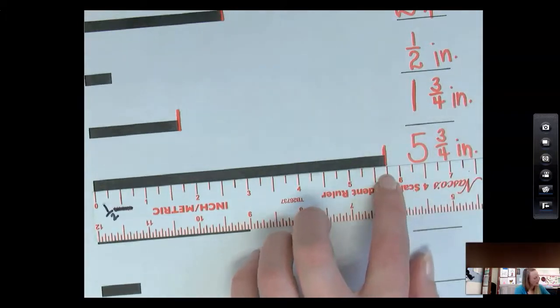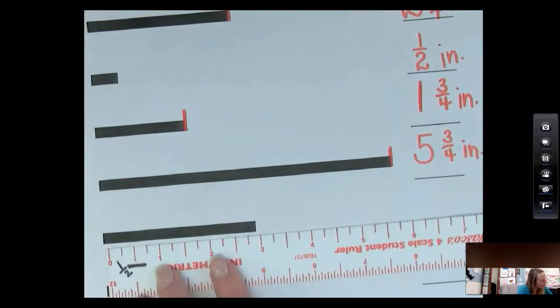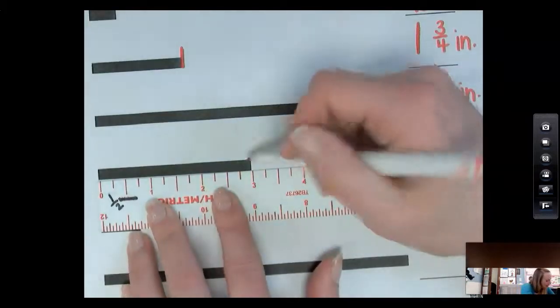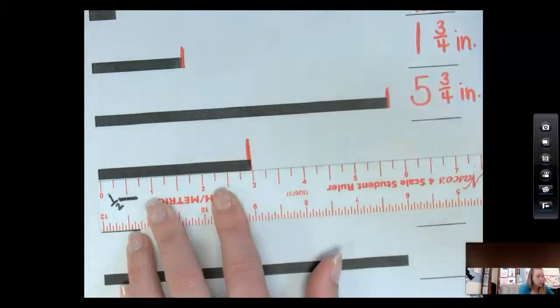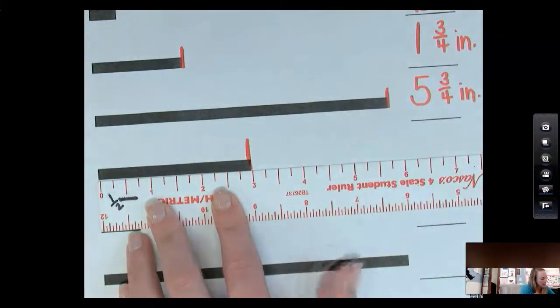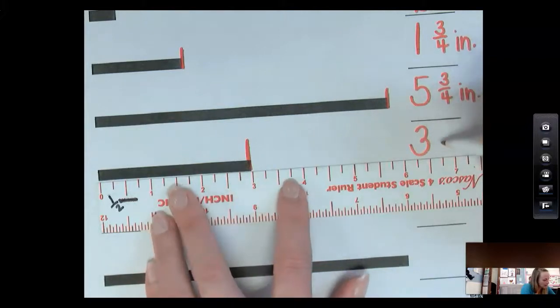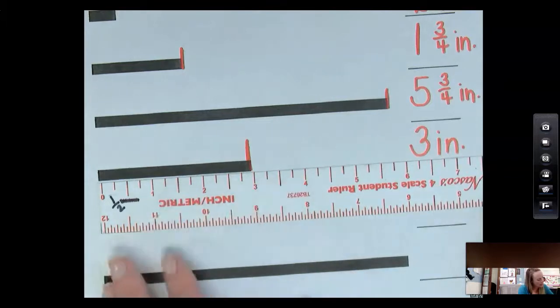All right, let's do our next one. Move your ruler down. Oh, look at this one. That's hitting right on that big number. What's our big number? It is 3. We don't have any of the extra lines, so we can just write 3 inch. All right, let's go to our next one.